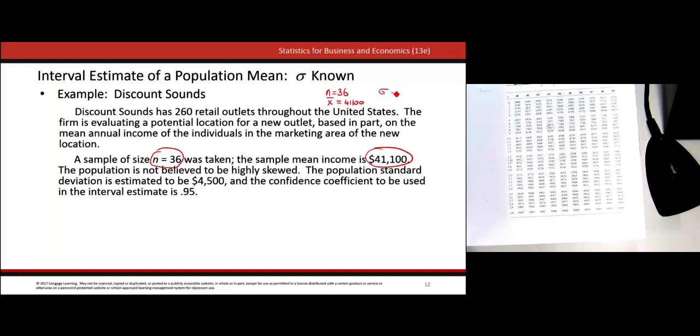Population standard deviation is 4,500. And confidence coefficient 0.95. If the confidence coefficient is 0.95, then alpha is 1 minus 0.95, so alpha is 0.05.